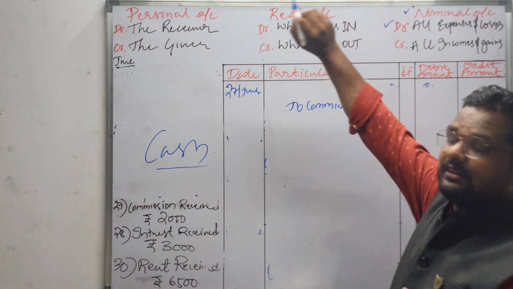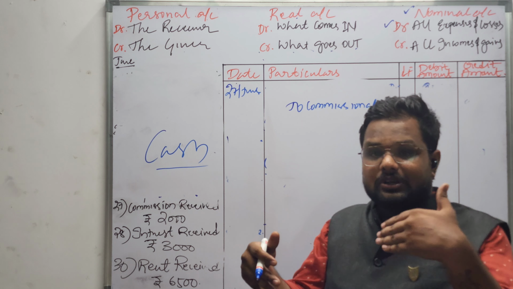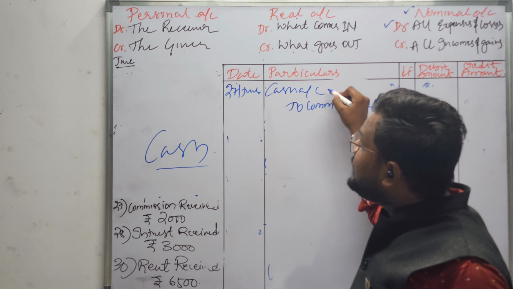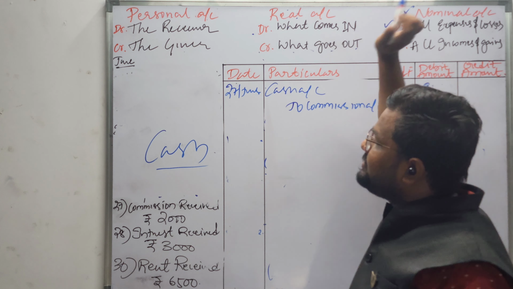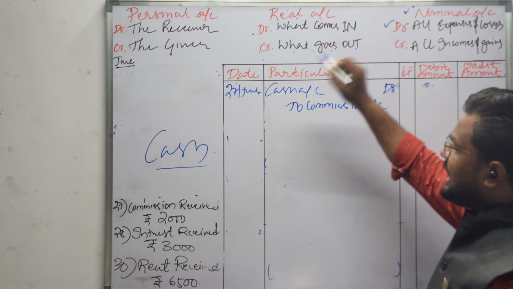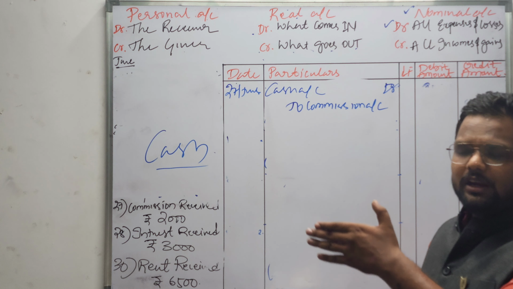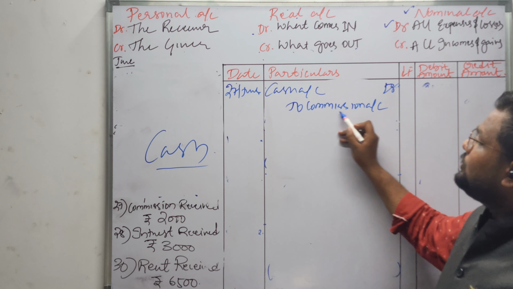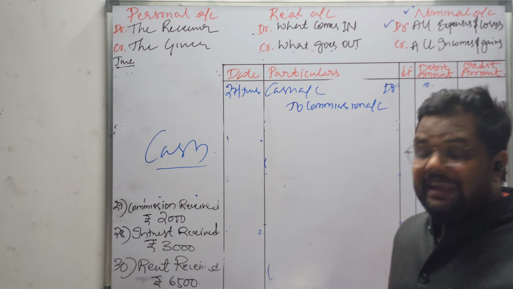So commission account should be credited. Now what is to be debited? Whenever you are receiving commission, are you receiving commission? No, we are receiving cash in the name of commission. So what are we receiving? Cash. Now why did I debit cash? According to the real rule, debit what comes in. Cash is coming in, so I debited cash. Okay, so cash account debtor to commission account. The nominal account rule, that is credit all incomes and gains, that is commission. So this is how you need to record the income.